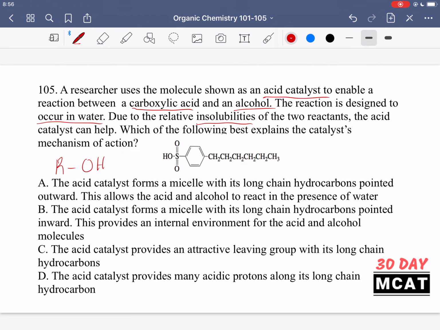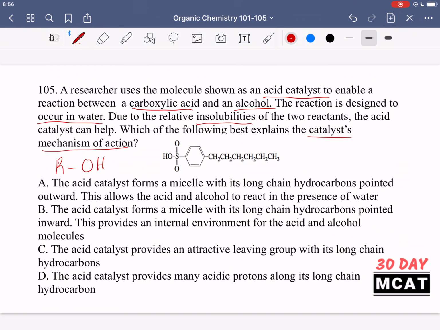So which of the following best explains the catalyst's mechanism of action? The main way in which it can help, first of all, we need protons to be present for this reaction to take place. Otherwise, if the carboxylic acid is negatively charged, if it's deprotonated, then it's not really going to react, because then you have a carboxylate, which is not reactive. So you want protons present. That's why we're trying to have it occur in water. An acid catalyst would help because it would have more protons be present.